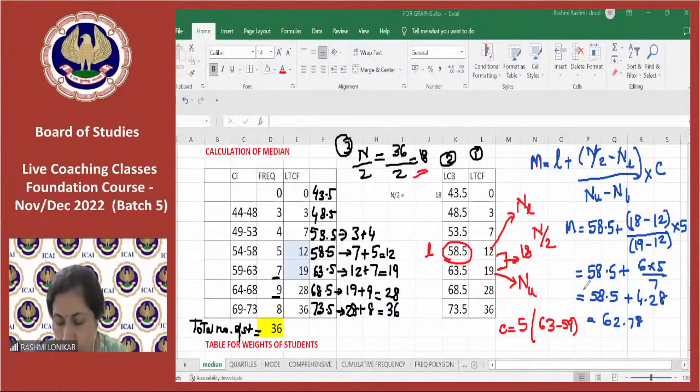Lakshita, the total answer cannot be 12.84. It has to lie between these values, somewhere between them. You can't get such a small number because it is in the 50s and 60s. Okay.